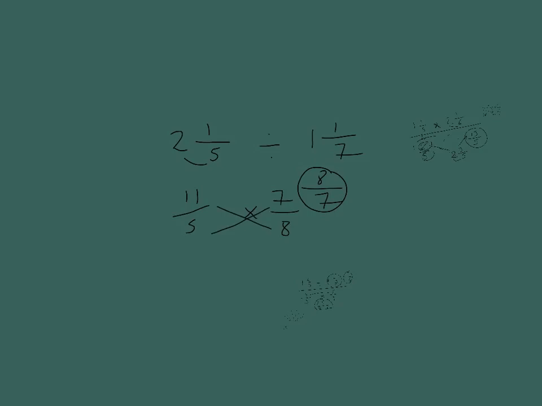No. 11 times 7 is 77. 5 times 8 is 40. How many 40s go into 77? It goes in once with a remainder of 37 over 40. And there you have it. Fraction multiplication and divisions. They're simpler to do than addition and subtraction. So just practice, practice, practice, and get ready for your tests.